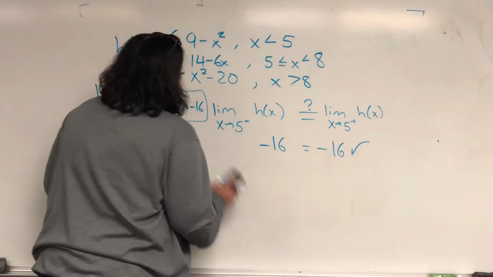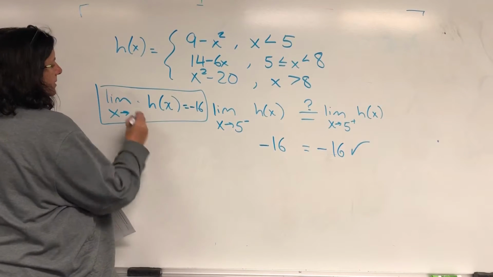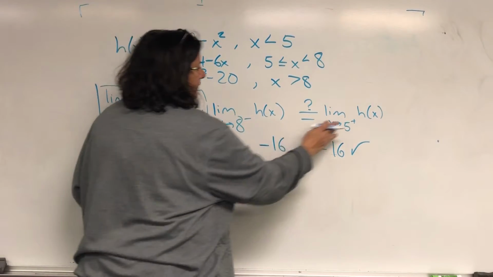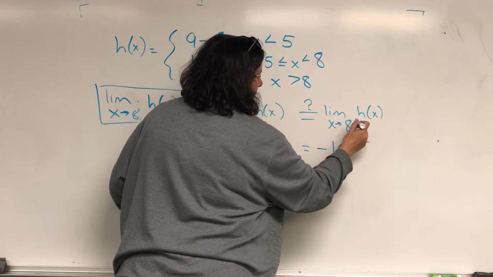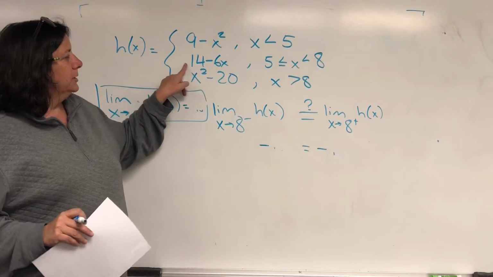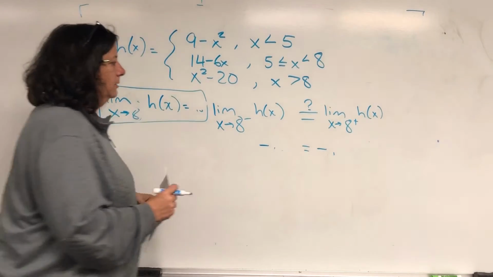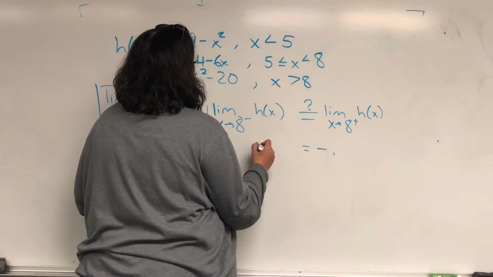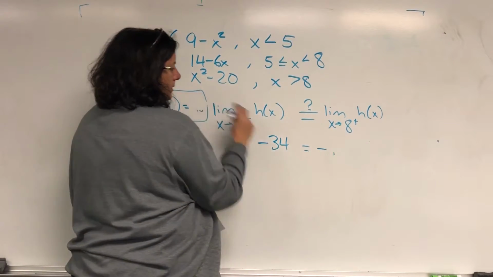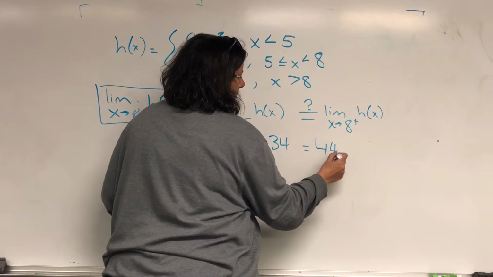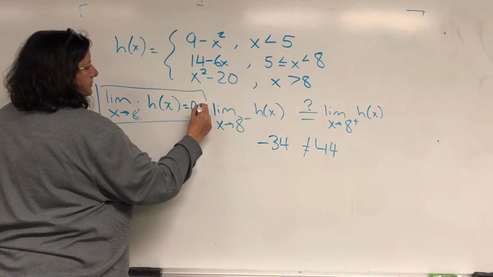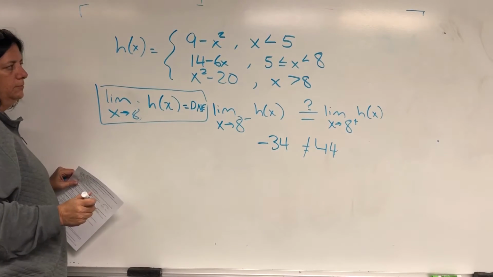If I try it with 8, the limit of h of x as x approaches 8, we'll check 8 from the left and 8 from the right. 14 minus 48, that would be negative 34. And 64 minus 20 is positive 44. Those do not agree, therefore this limit does not exist.